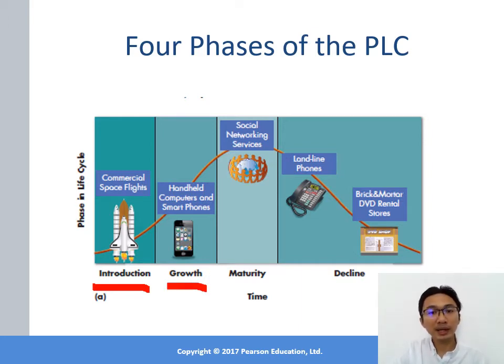If the new product attracts enough customers, sales start to climb rapidly. Marketers may lower the price slightly and still continue promotional efforts to increase sales. At this stage, the product starts to earn profits as revenue surpasses costs. But during this phase, you will see competitors start offering products similar to yours. And then the product will move on to the maturity stage.